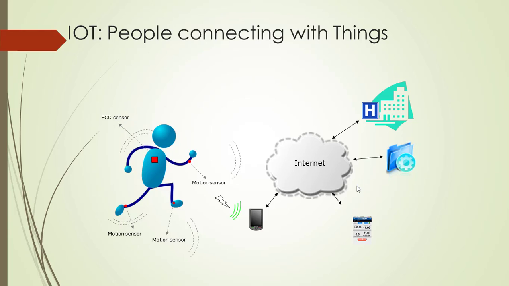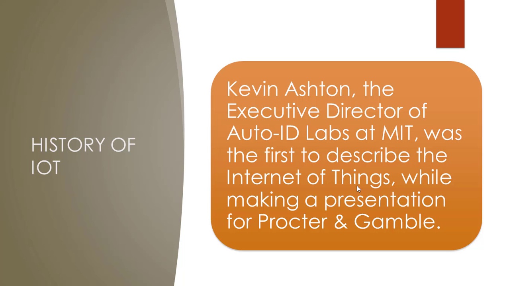For example, if you have your data being captured by the motion sensor, when it comes to the internet, it can give analytics such as what are the hours that you are running, what are the hours that you are sleeping, how many hours you are active, and so on. So now let's see what is the history behind IoT.